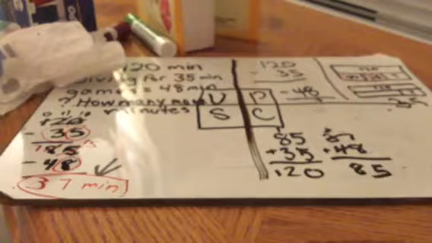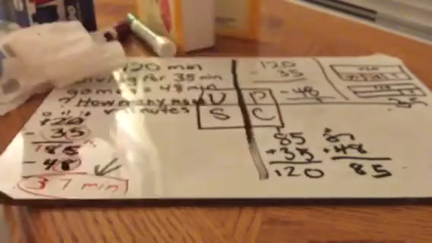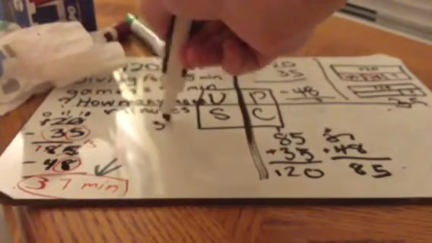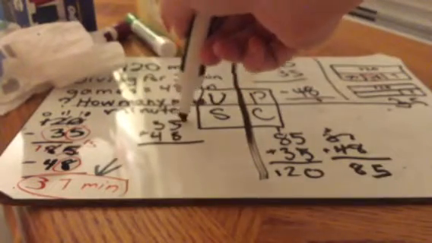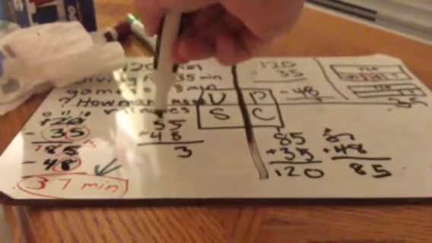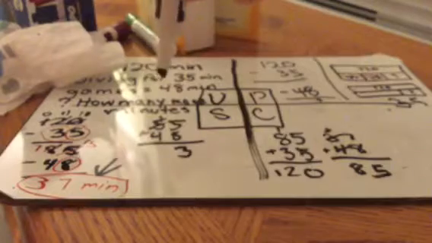Now I can do it the other way. The other way, remember, is add all of the minutes that she has already used and figure out how much time she has spent playing. So I'm going to add 35 plus 48. 5 plus 8 is 13. 1 plus 3 is 4. 4 plus 4 is 8.